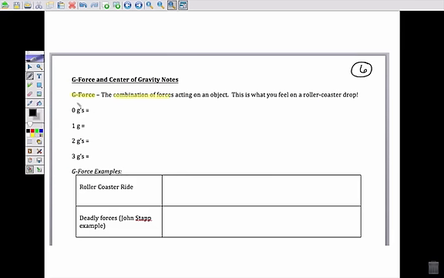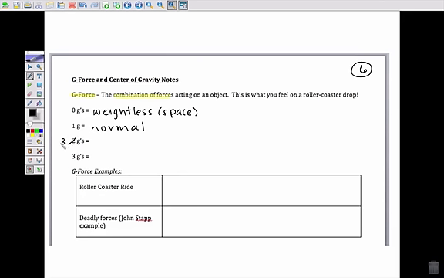So say someone's experiencing 0 G's worth of force. That means they're not experiencing any gravitational force whatsoever. So that means they would be weightless. So that would be kind of like in space. If someone's experiencing 1 G worth of force, that means they're experiencing normal gravitational pull. So just how you feel right now, you're experiencing 1 G worth of force.